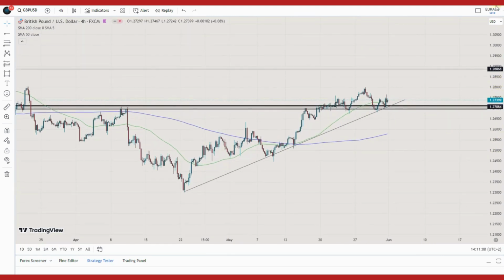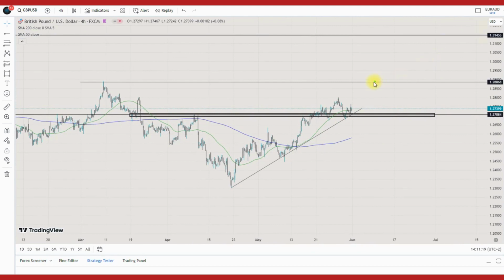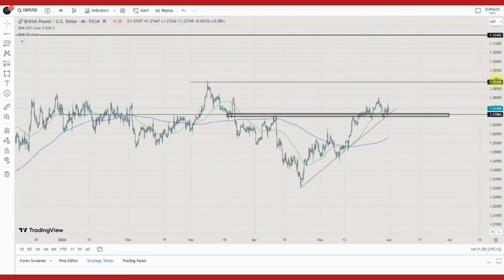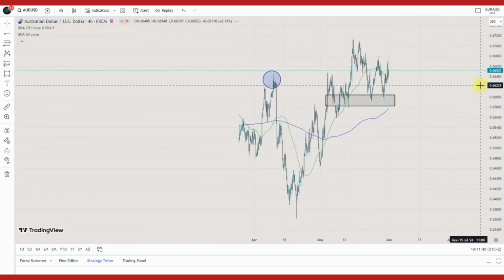I'm bullish on GBP/USD for price to go back to 1.28868, and if this level breaks and then we see a retracement, then we should be looking for price to move to 1.31455. Anyway, that's my bias on GBP/USD until price breaks this level to the downside. That's when I'll be looking for a bearish bias.